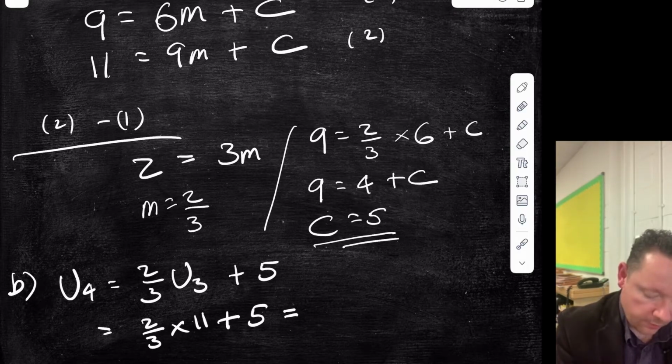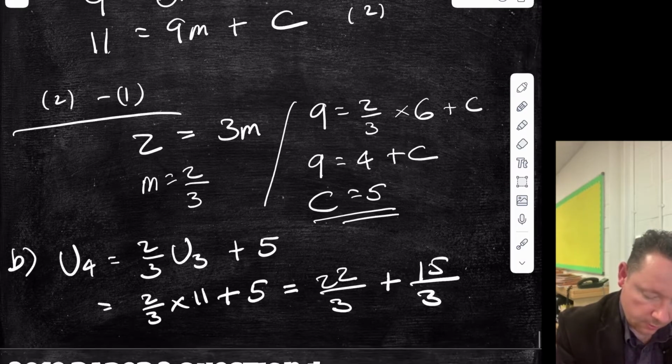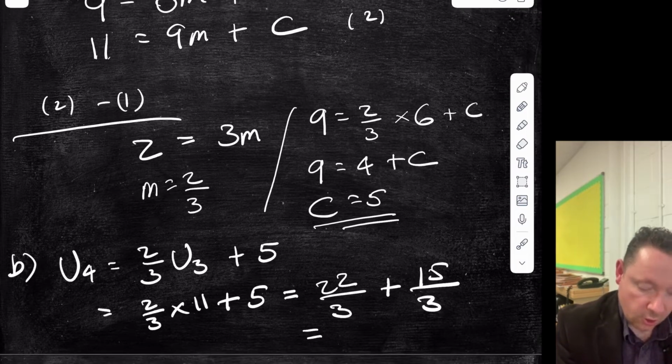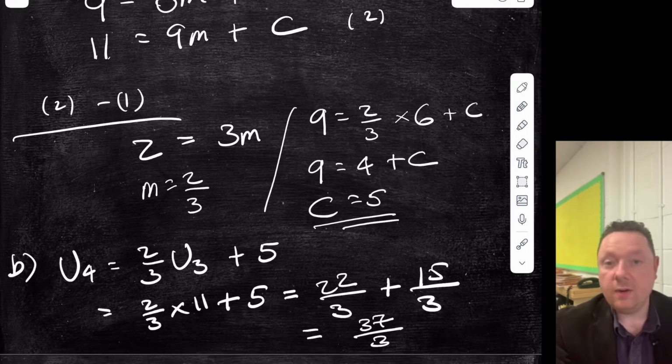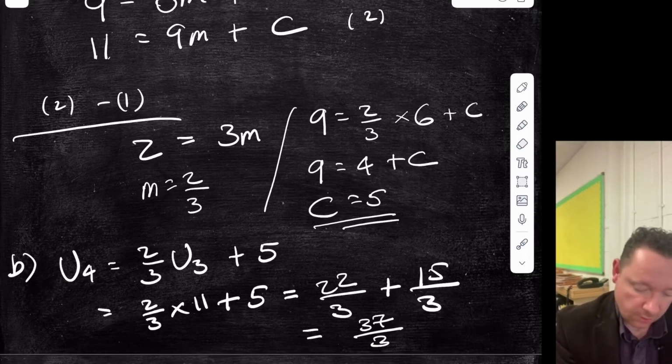So 11 times 2 is 22 over 3. So I might as well make the 5 15 over 3. So we've got a common denominator. 22 plus 15 is 37 over 3. And if that's already simplified, I'll be done. Well, it is simplified, so I'm done.